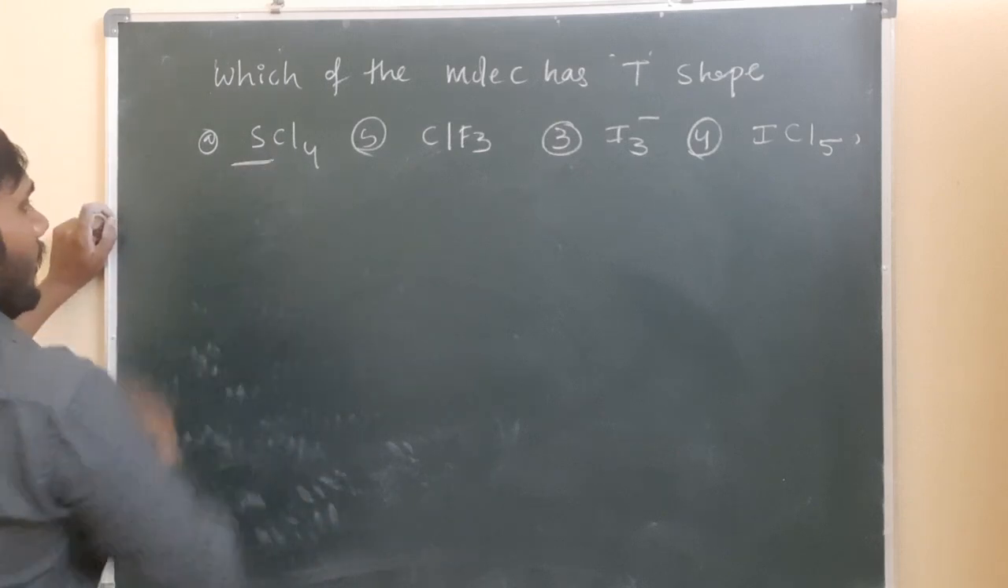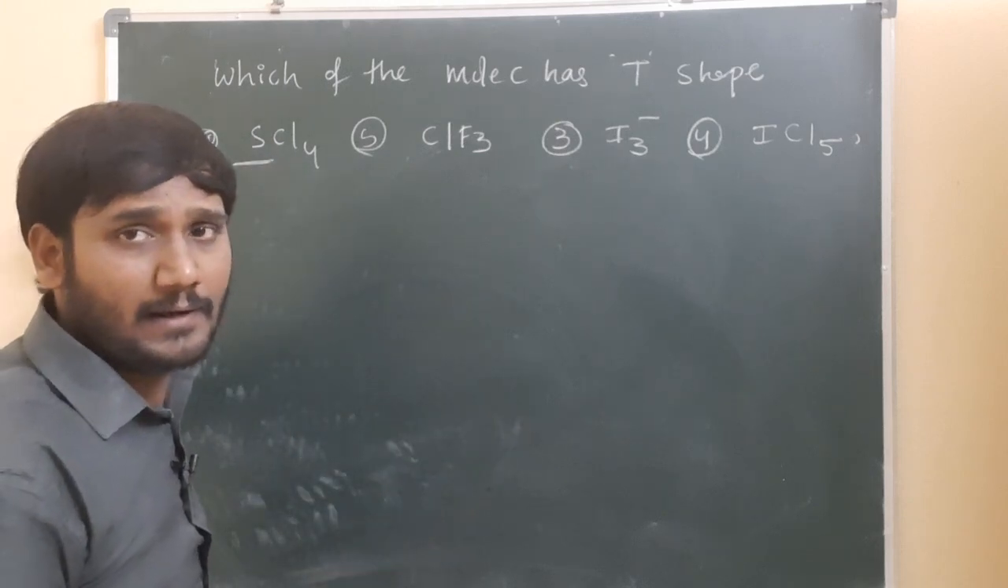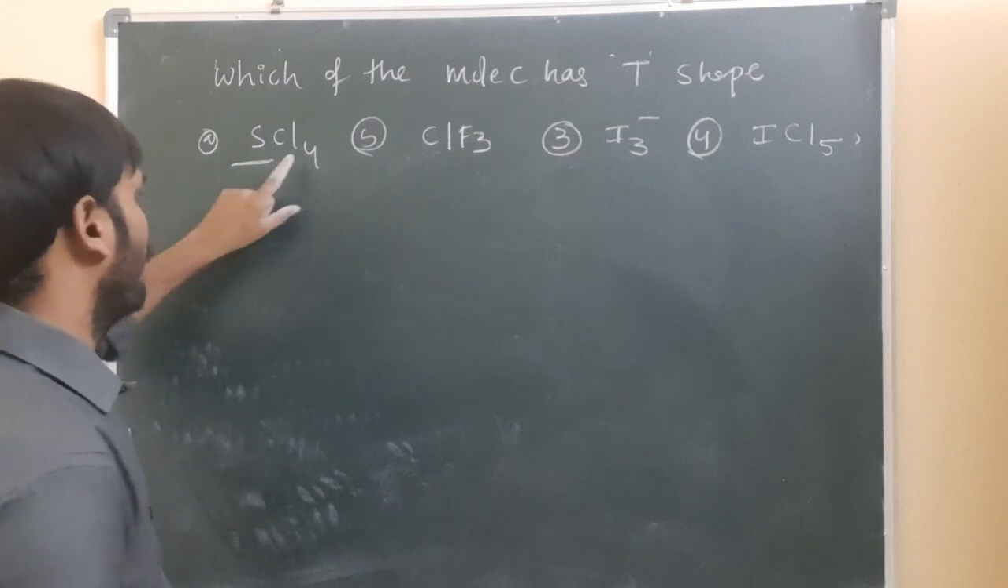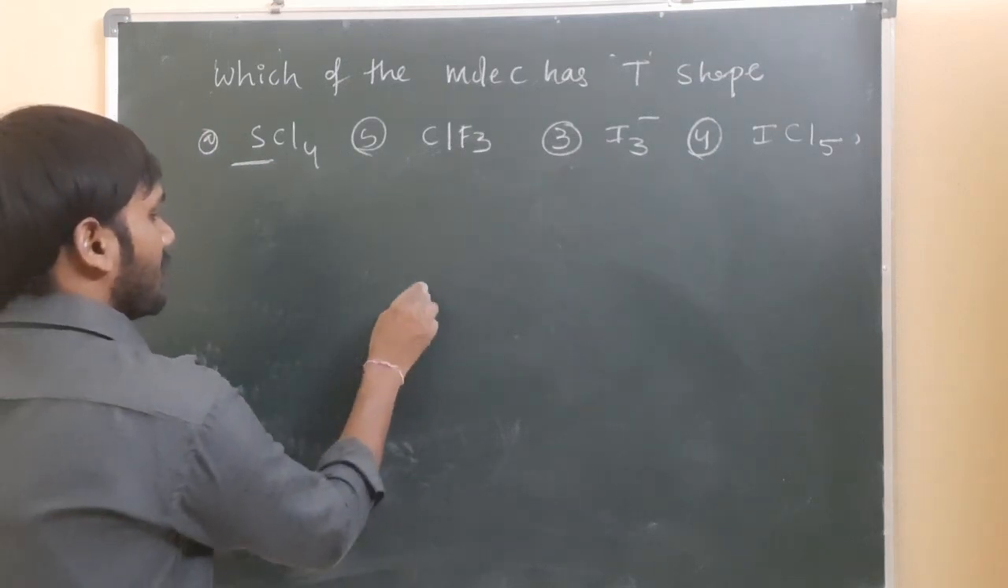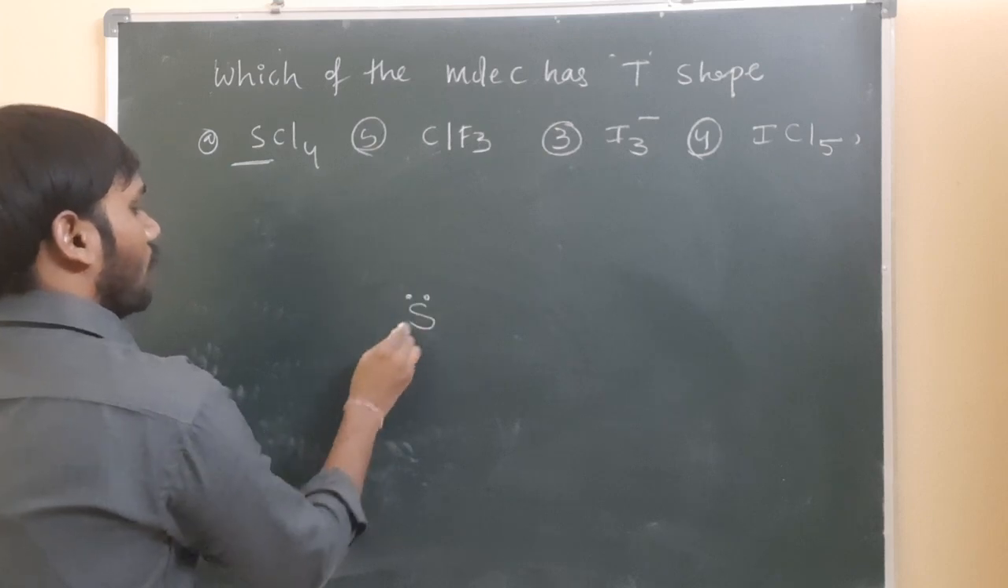Sulfur is in the 6th group, with 6 valence shell electrons. Out of the 6 electrons, chlorine is forming 4 bonds. Sulfur valence shell, how many electrons? 6 electrons. 1, 2, next of all what?